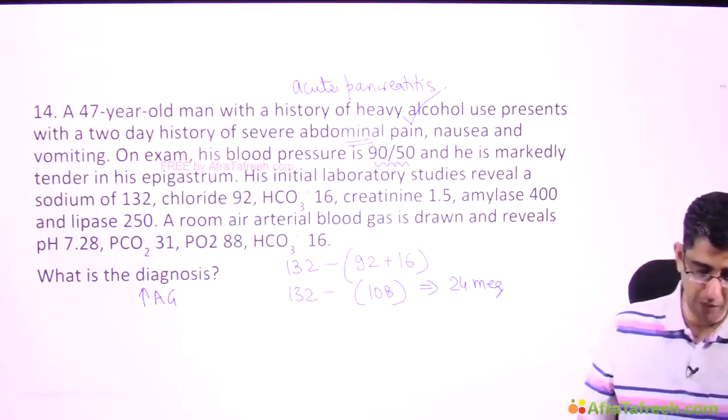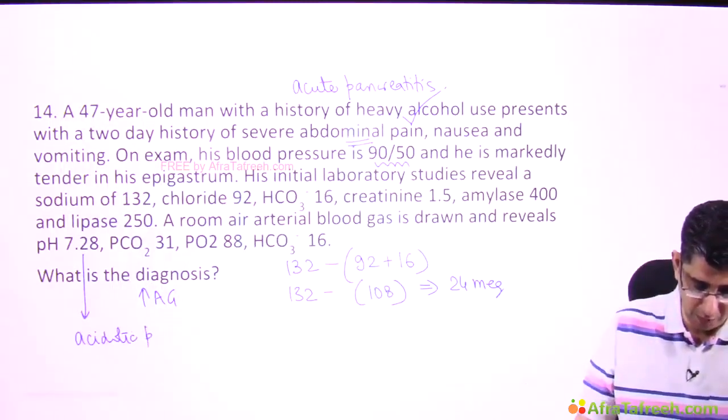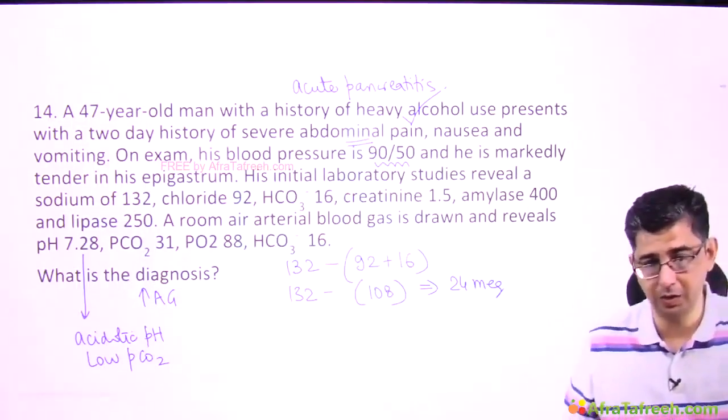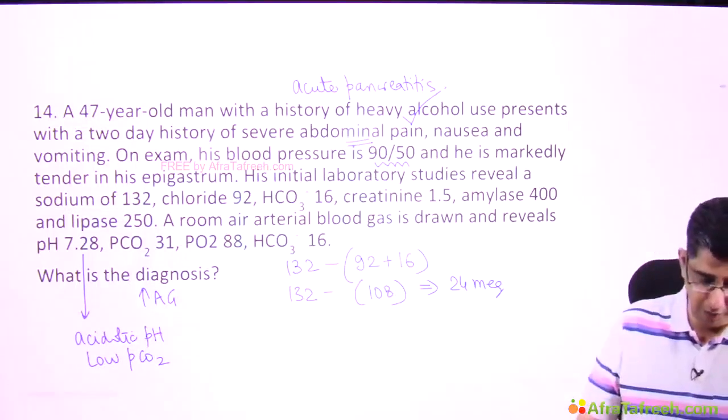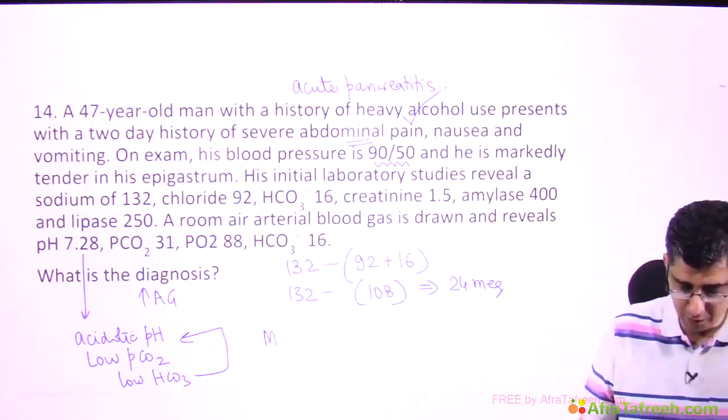A room air blood gas is drawn and reveals a pH of 7.28. So this is an acidotic pH. There is a low PCO2 in the patient, but a low PCO2 cannot explain the acidotic pH. There is definitely a low bicarbonate in the patient which explains the acidotic pH of this guy. So the primary change is the presence of metabolic acidosis.